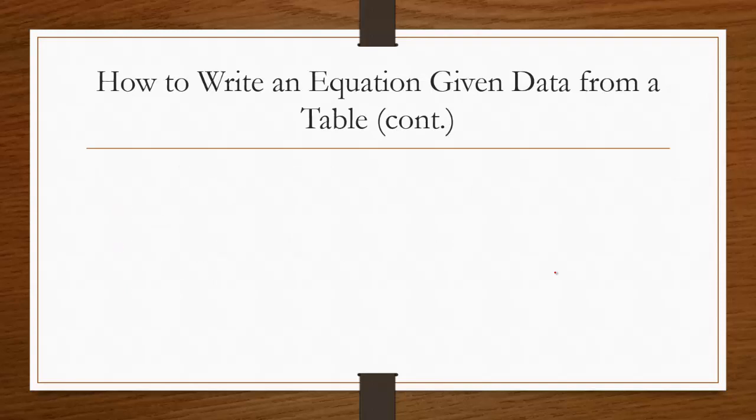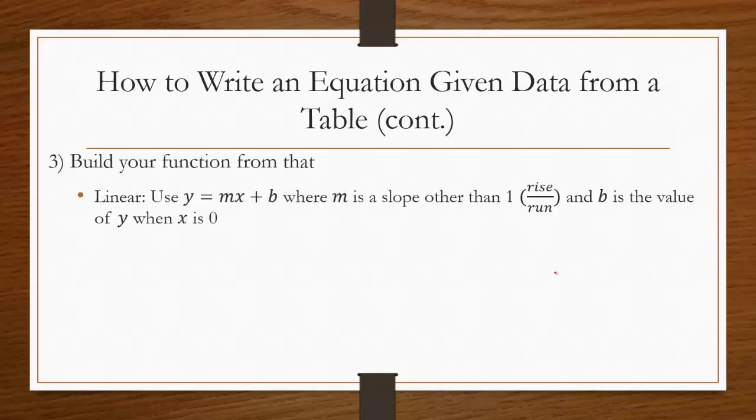For your third step, build your function from that. For linear, you're going to use slope-intercept form, y equals mx plus b. Remember, m is a slope other than 1, because if it was 1, you don't have to put anything there. That's rise over run, and b is the value of y when x is 0, or, if you want to be technical, the y-intercept. If I had a graph, and it went like that, this right here is your y-intercept, which is your b. So if that was at 5, b would be positive 5. If it was down here, it'd be a negative 5, for example.